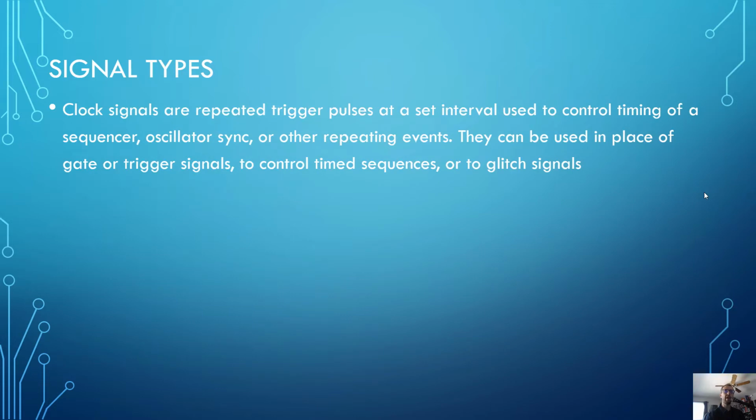Then clock signals are just repeated trigger pulses that occur at set intervals. These are typically used to control the timing of a sequencer, to sync oscillators, or to otherwise control repeating events. They can also be used in place of gate or trigger signals to control timing of sequences, or to create glitchy effects, say in a voltage-controlled amplifier.